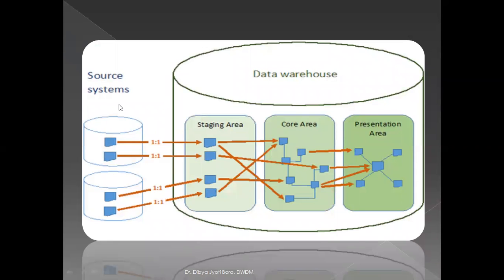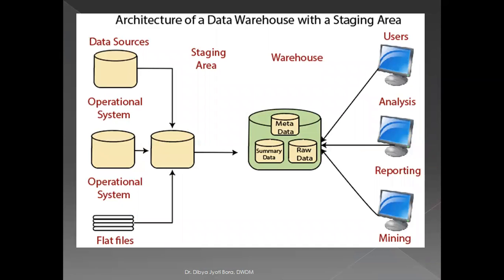Again, from the source system, then the staging area, then the core area, and then the presentation area. This is one more figure for that. One more figure that will help you understand the staging area better is this one: data sources, staging area, warehouse. So you need to remember that the staging area is the area where we clean the data that we have got from multiple sources. In this type of architecture, we are not directly putting the data into the data warehouse; before that, we clean it.